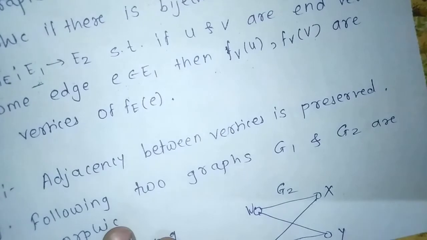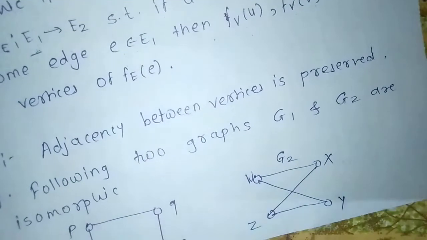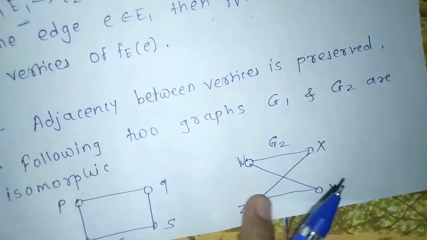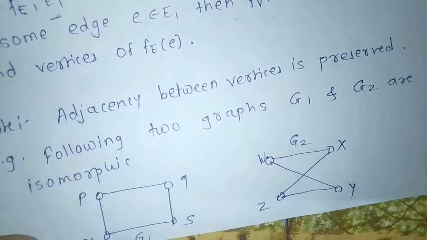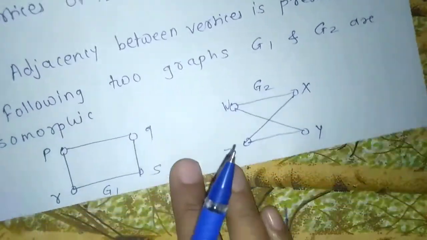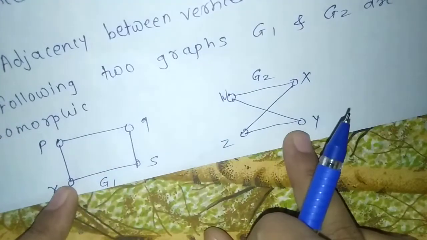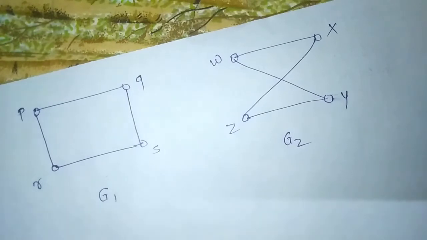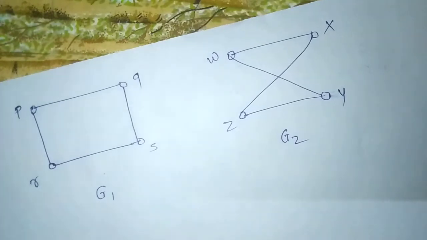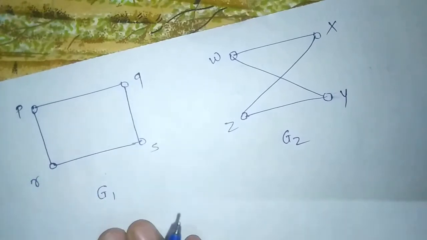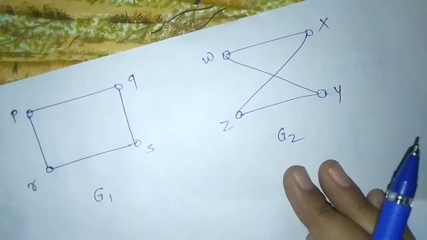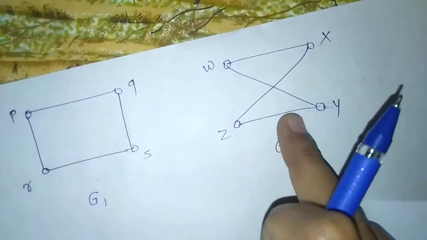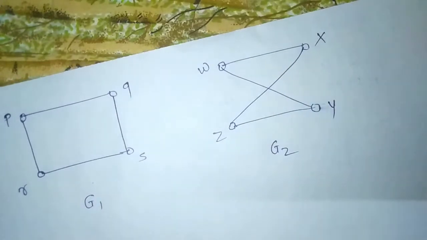For example, the following two graphs G1 and G2 are isomorphic. By using the note, we show that these two graphs are isomorphic. Which note? Adjacency between vertices is preserved. First, G1 looks like this, G2 looks like this. Now to show that these two graphs are isomorphic, first G1 has 4 vertices, G2 has also 4 vertices. Total number of edges of G1 is 4 and of G2 is 4. That's why these two graphs are isomorphic.